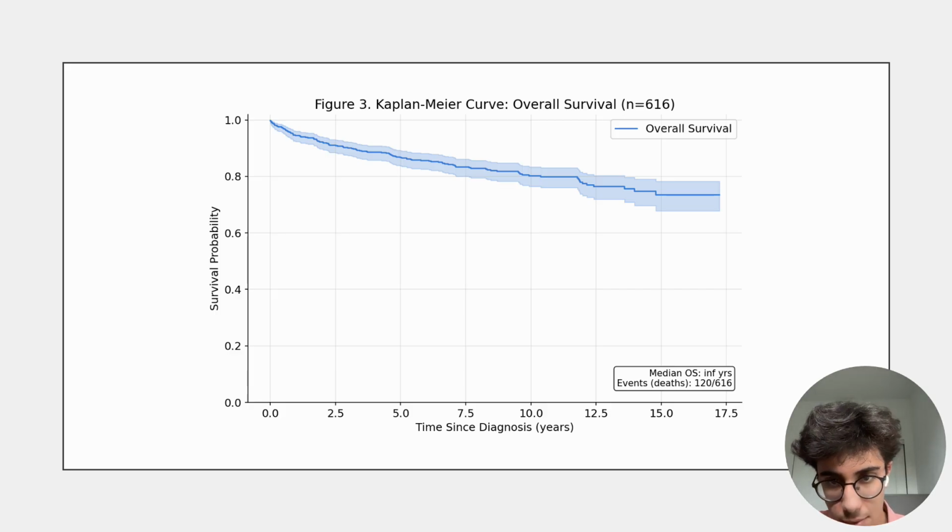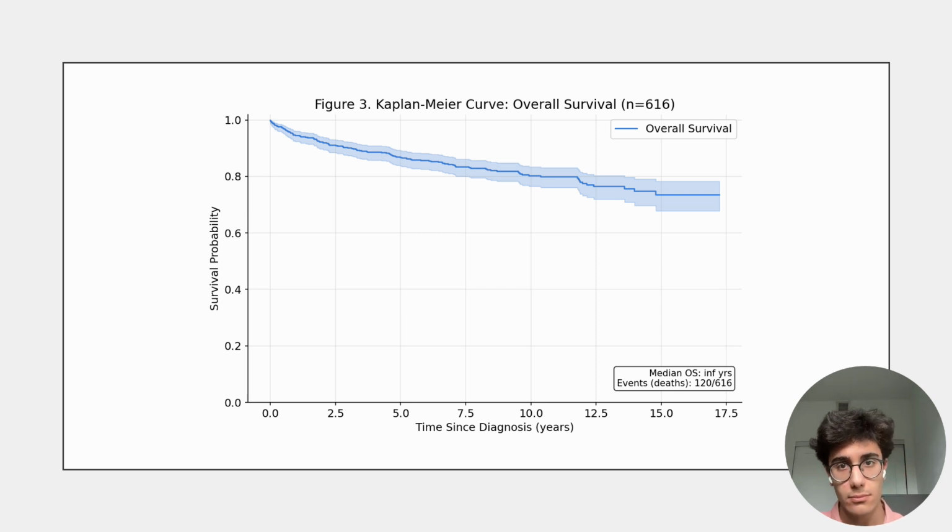Now, the shaded band around here is the 95% confidence interval, and it gets wider and wider towards the right side of the plot because fewer patients remain at risk that far out. The median survival time is the time point where the curve crosses 0.5 on the y-axis, or 50%. In all of our curves, it actually never drops below 50%, so the median is never reached, which for a cancer curve in oncology is actually a really good sign. It means that more than half of the cohort is still doing well, even at the maximum follow-up time of 17 years in our case.